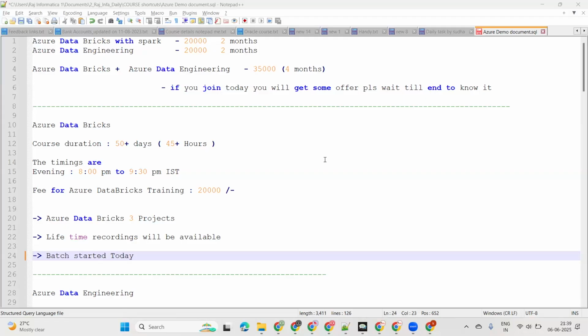Yes, I am available. You can get a job by learning only Databricks and Spark if your expectation is up to 15 LPA, and you want to show 1 or 2 years of experience. But if you want to show 4 or 5 years of experience and target more than 15 LPA, then I suggest you learn Data Factory and also Databricks. Learn both. That is better.